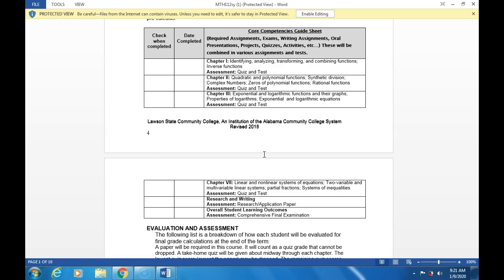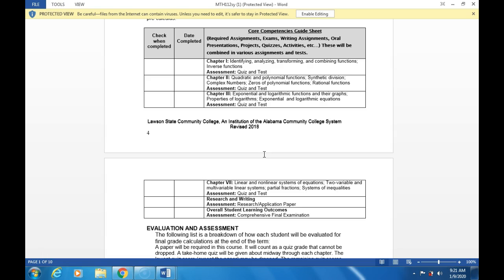Chapter 2, quadratic and polynomial functions, synthetic division, complex numbers, zeros of polynomial functions, rational functions. Again, after 2.3, you'll have your quiz. After 2.6, you'll have your test. Okay? Chapter 3, exponential logarithmic functions and their graphs. If we have time, usually we run out of time before we get here, we'll have a quiz and a test. Otherwise, it may just be the test. That's how it's been the last couple of times.